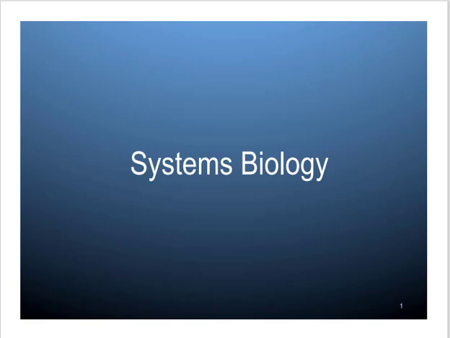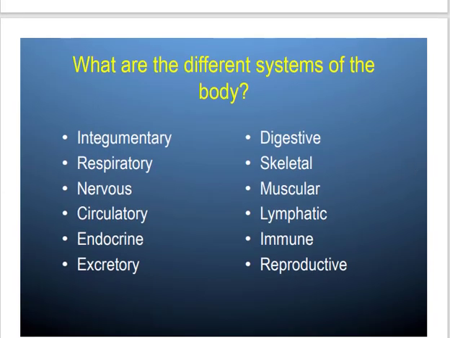Let's talk a little bit about some of your other organ systems. So the first thing is just, what are the different systems that you have? Well, you have actually a whole bunch that are all working together to help you do the things that your body needs to do. I'm going to show it to you here again, first in list form, and then we'll sort of look at it in picture form.